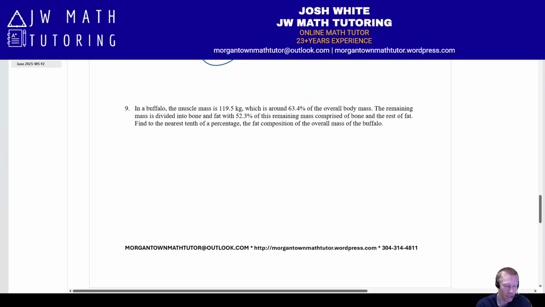Okay, question number 9. This is another repeat question. This one deals with the buffalo and the muscle mass and bone and fat and percentages and everything. So I'm going to try to work through this one as quickly as possible. And there's actually 2 different methods you could show. So here is what I think is the easiest approach to take.